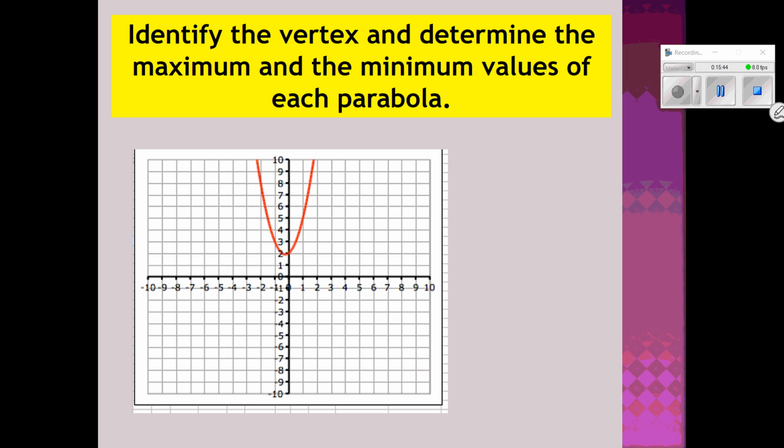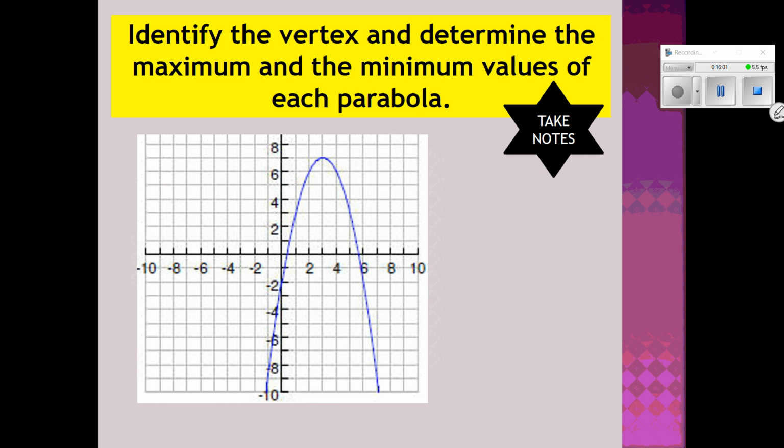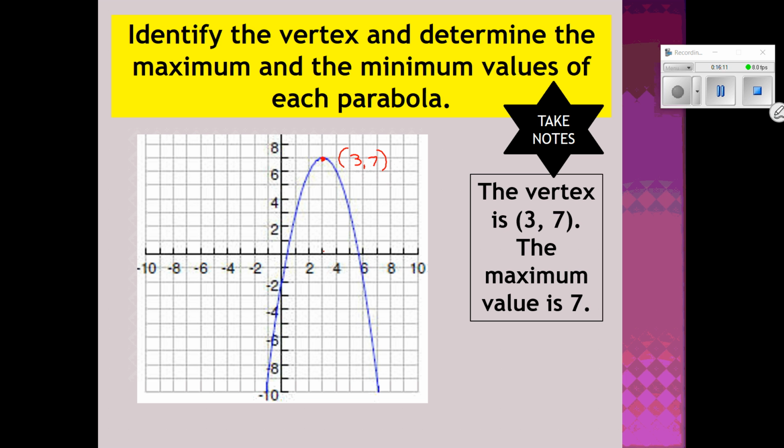Identify the vertex and determine the maximum and minimum values. Well, the vertex is going to be right here. That is the lowest point of the parabola, so that is the minimum, and it happens to be where on the y? 2. The minimum is 2, and the vertex is (0, 2). Here, the vertex is right here, so that ordered pair would be (3, 7), and since that's the highest point, that is the maximum. And the maximum is 7. That means that's the highest it goes on the y number line. So the maximum is 7.